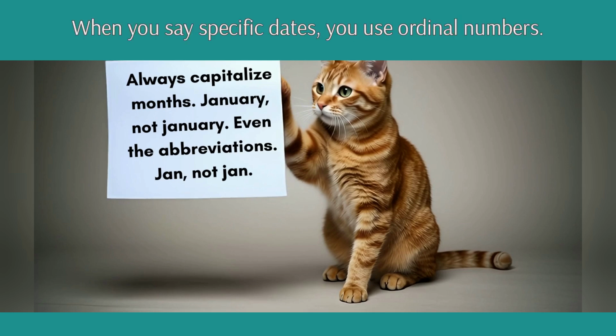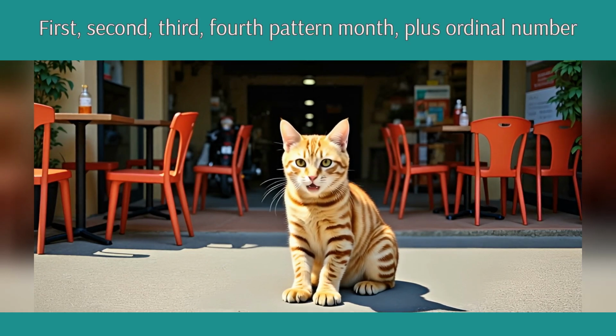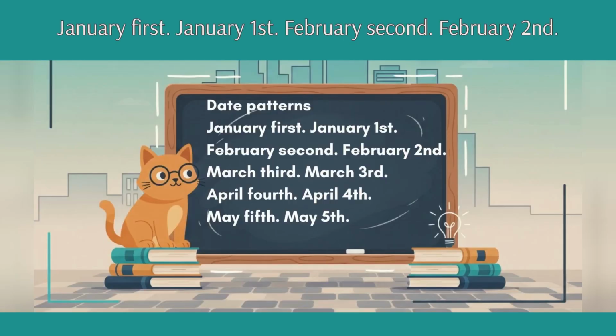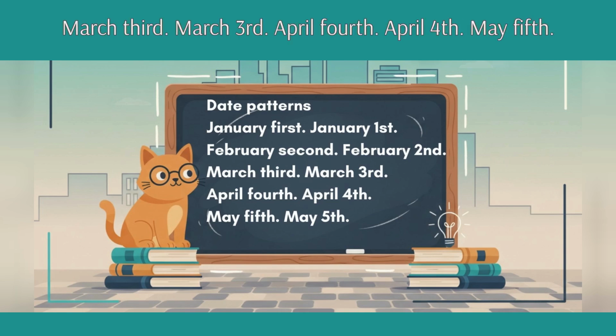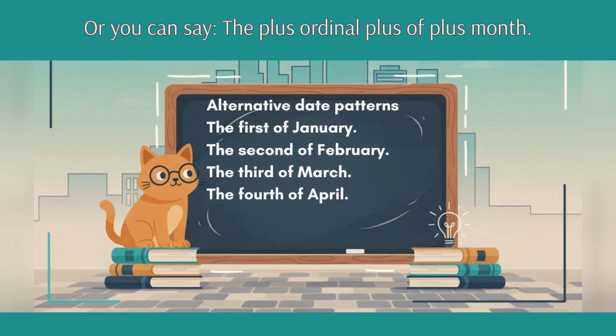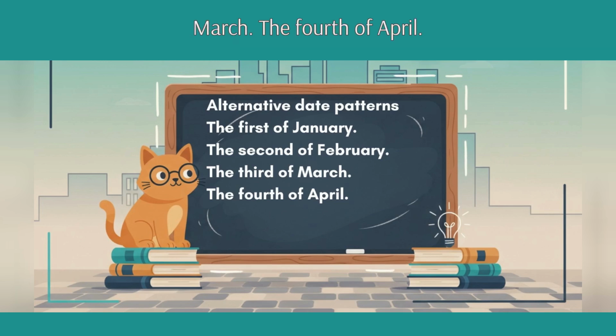When you say specific dates, you use ordinal numbers. First, second, third, fourth. Pattern: month plus ordinal number. January 1st, February 2nd, March 3rd, April 4th, May 5th. Or you can say the plus ordinal plus of plus month: the 1st of January, the 2nd of February, the 3rd of March, the 4th of April. Both ways are correct.